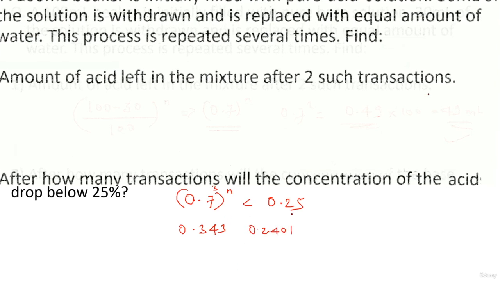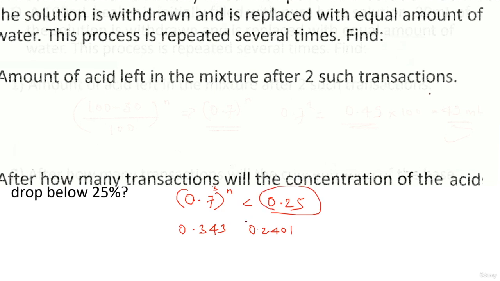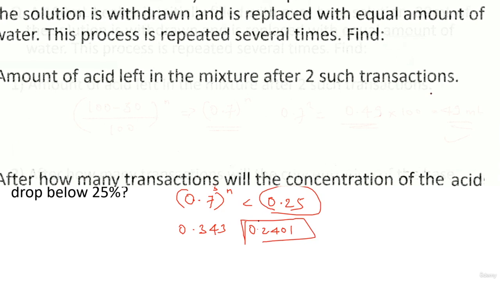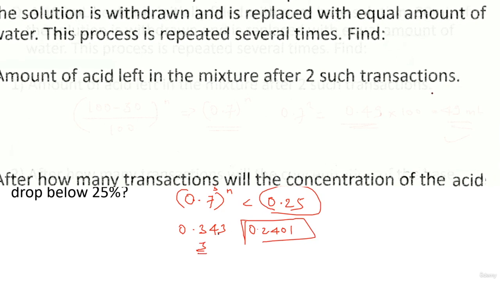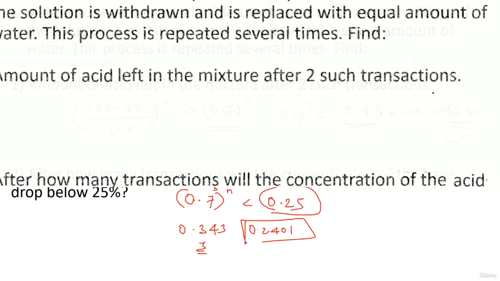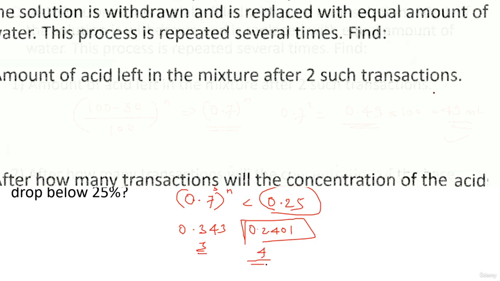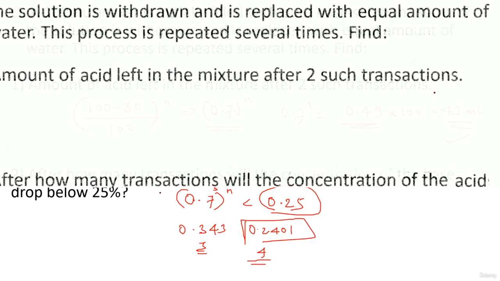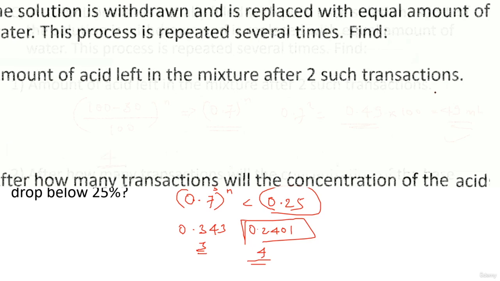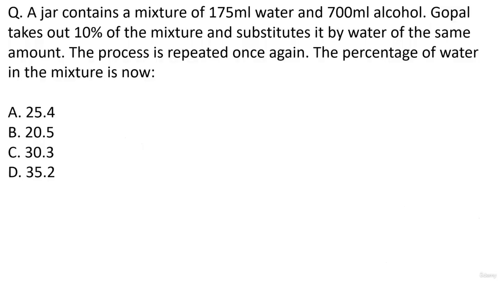Right, what do we need? Okay, it should be less than 0.25. 0.2401 is just less than 0.25. So after 3 transactions the fraction will be 0.343. After 4 transactions it will be 0.2401, right? So the answer is after how many transactions? After 4 transactions, the concentration of the base will drop below 25%.